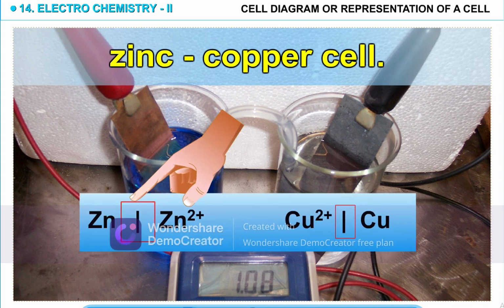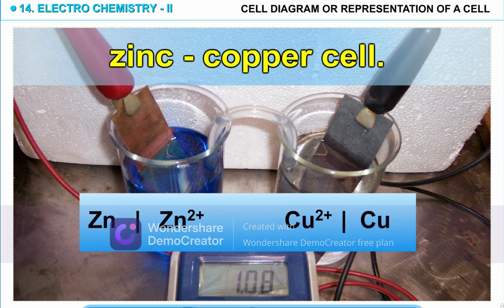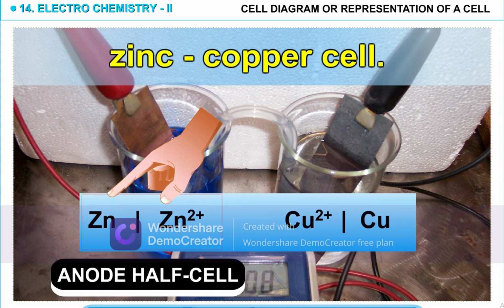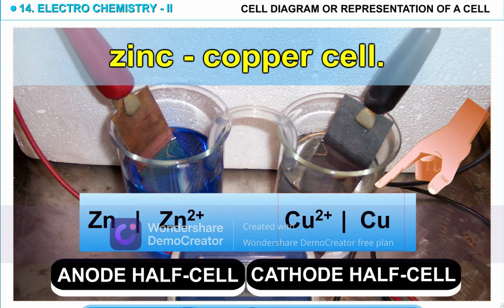A single vertical line represents a phase boundary between a metal electrode and ion solution, that is the electrolyte. Thus, the two half cells in a voltaic cell are indicated as follows. It may be noted that the metal electrode in the anode half cell is on the left, while in the cathode half cell it is on the right of the metal ion.